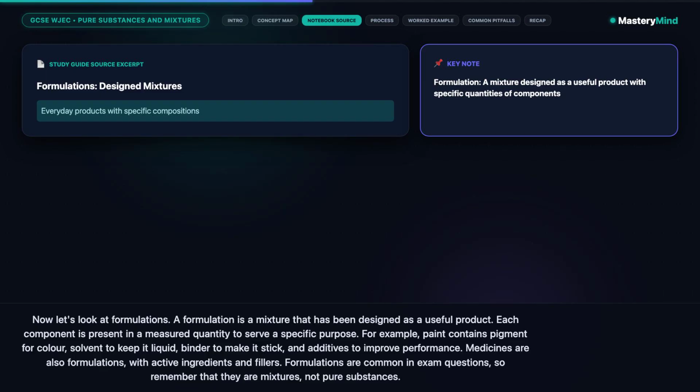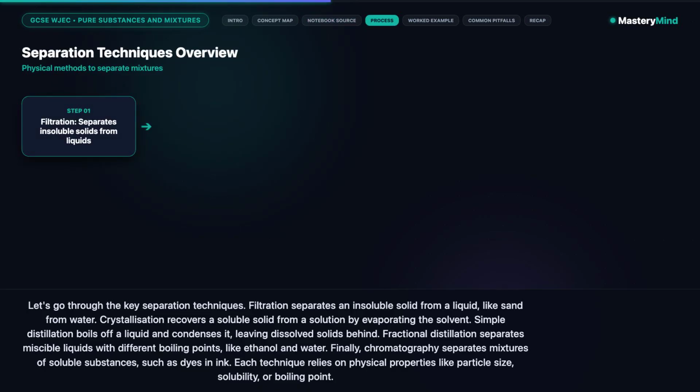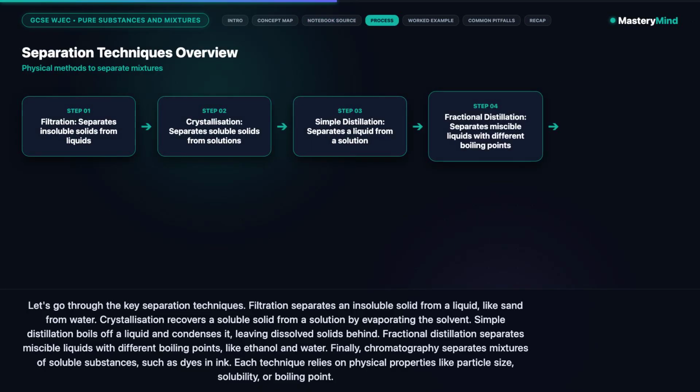Let's go through the key separation techniques. Filtration separates an insoluble solid from a liquid, like sand from water. Crystallization recovers a soluble solid from a solution by evaporating the solvent. Simple distillation boils off a liquid and condenses it, leaving dissolved solids behind.